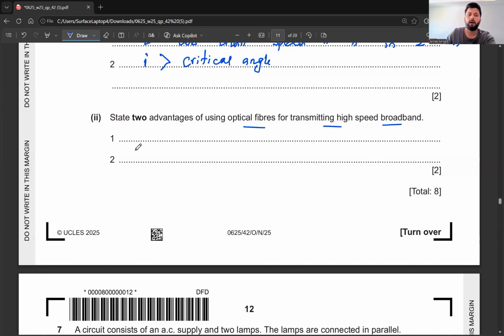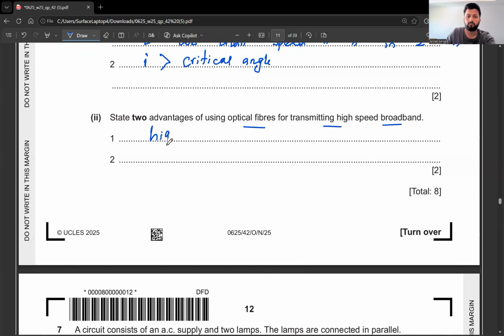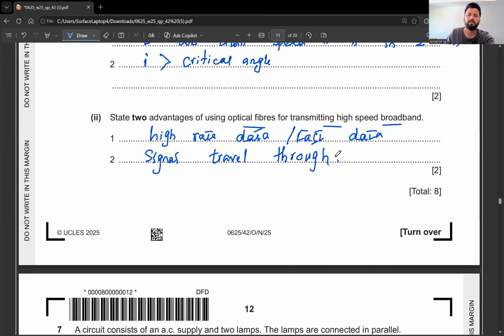So you can just write high rate data, or you can write fast data. Signals travel through light or with the speed of light. So you can write many things. This is question number 6.